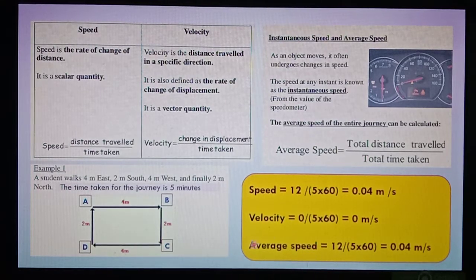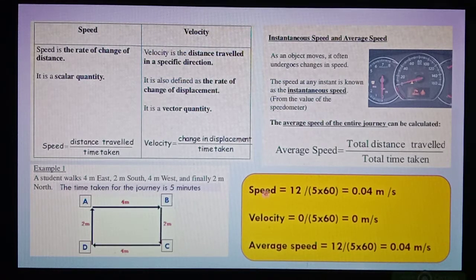How about the average speed? The average speed is total distance traveled divided by total time taken. In this case, we already calculated the total distance: AB plus BC plus CD plus DA, and we get 12. So 12 divided by total time taken, 5 minutes, converted to seconds. So we get 0.04 meter per second. From here, speed and average speed actually are the same.